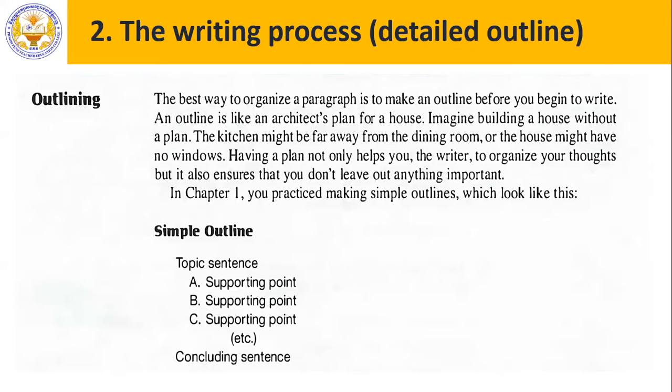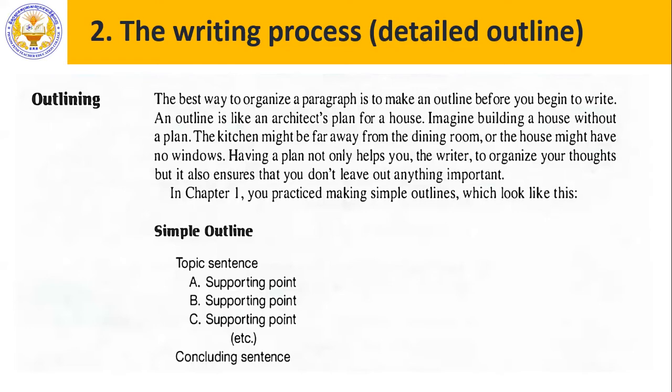So an outline can be a simple outline or a detailed outline. In chapter 1 and chapter 2 we talk about the simple outline. You write the title, you write the topic sentence, and then you list down your main points. And you might include a concluding sentence. Remember, an outline helps you to develop your paragraph, to put the ideas in order. This one is a simple outline.